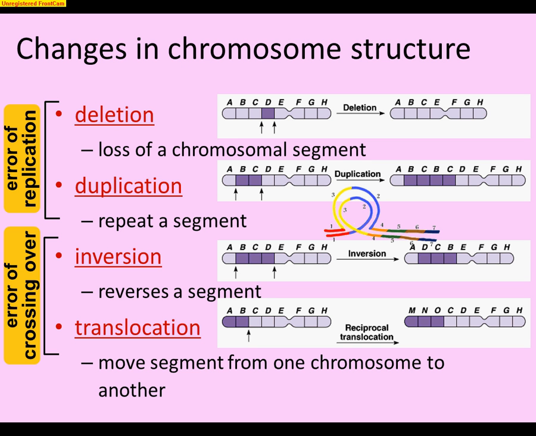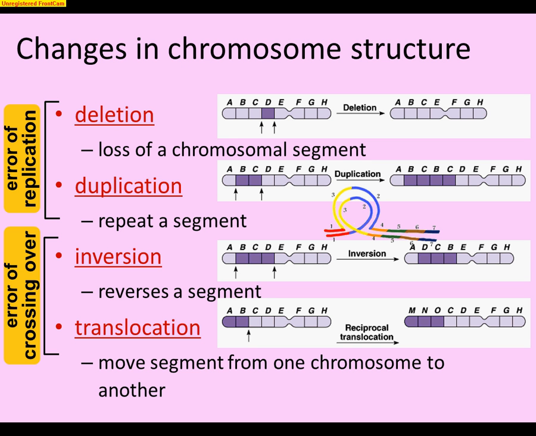In crossing over, we're going to look at how we can switch segments of DNA. We can have an inversion where it reverses the segment, or you could have translocation where one segment moves from one chromosome to another. And this would be a chromosome that's not related to the homologous chromosomes that are lining up. So for example, it would be information from chromosome 1 moving to chromosome 2.